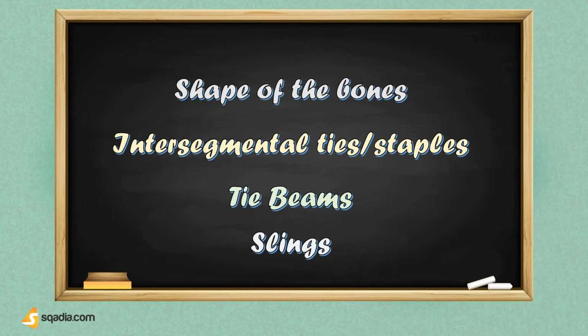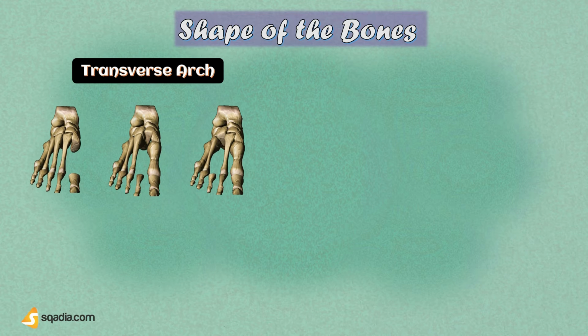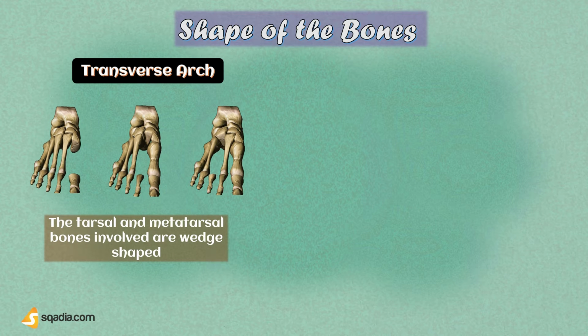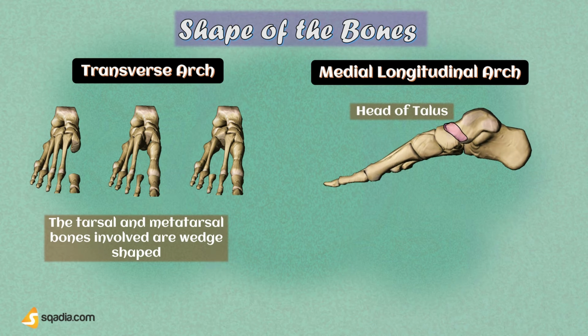Starting with the shape of the bone. The transverse arch is formed and maintained mainly because many of the tarsal bones involved, for example, the cuneiform bones and the bases of the metatarsal bones, are wedge-shaped, the apex of the wedge pointing downwards. The bony factor is not important in the case of the other arches. The keystone in the medial longitudinal arch is the rounded head of the talus. As for the lateral longitudinal arch, it is the cuboid bone.